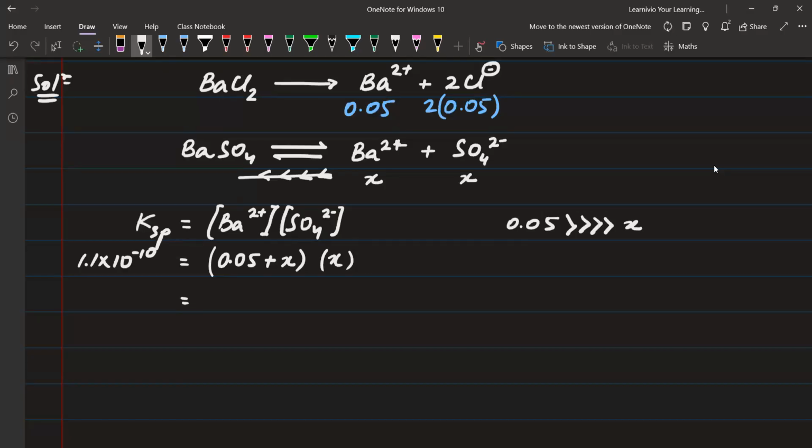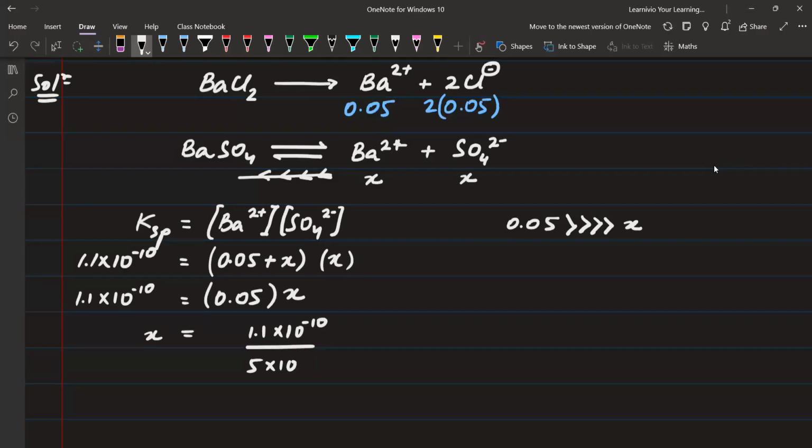बात समझ में आ रही? दोनों केसेस में क्या दोनों से इग्नोर करते क्या? नहीं नहीं, यहाँ पे इग्नोर करेंगे, because we are adding here. ठीक है, so I will ignore it and I will get 0.05 into X will be equal to 1.1 into 10 to the power minus 10. X will be equal to 1.1 into 10 to the power minus 10 divided by 0.05 will be equal to 5 into 10 to the power minus 2. This will be equal to X. हाउ मच, कितना हो जाएगा भाई?